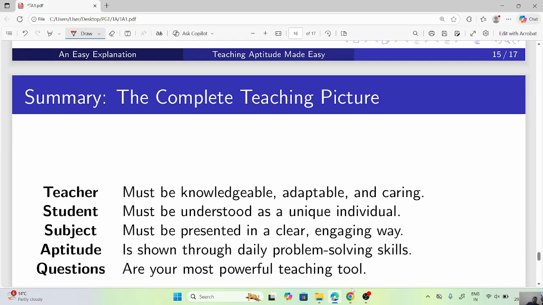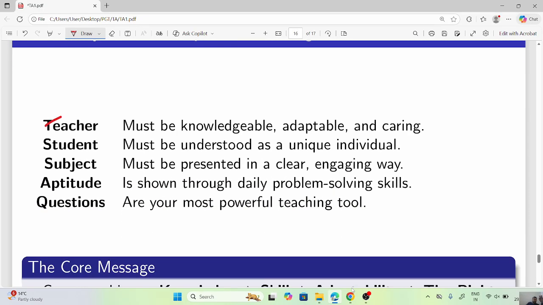Summary: the complete teaching picture. The teacher must be knowledgeable, adaptable, and caring. The student must be understood as a unique individual. Not all are the same. The subject must be presented in a clear, engaging way. Aptitude is shown through daily problem solving skills. Questioning is a method, a powerful teaching tool.